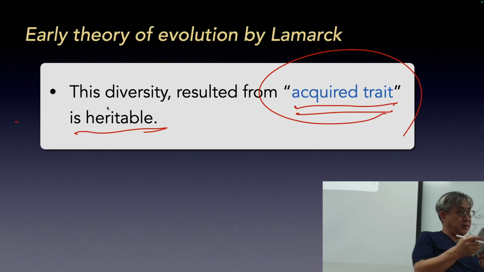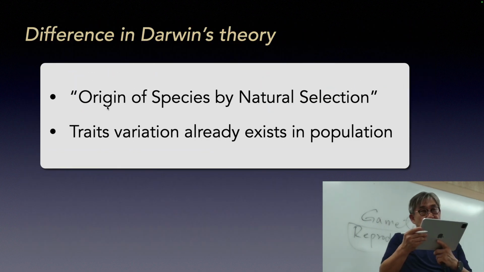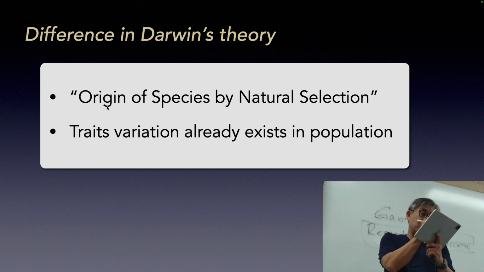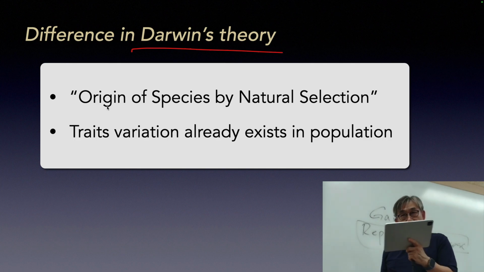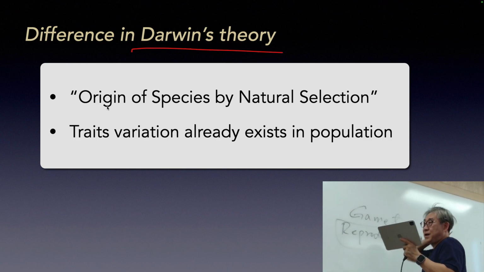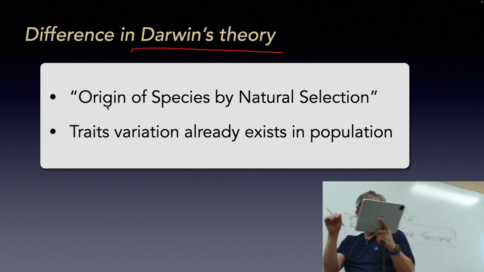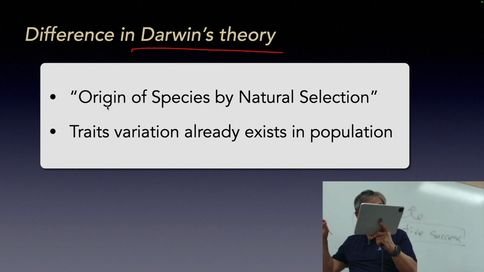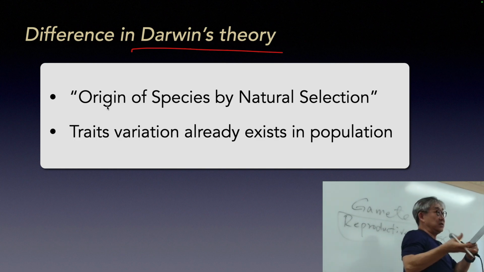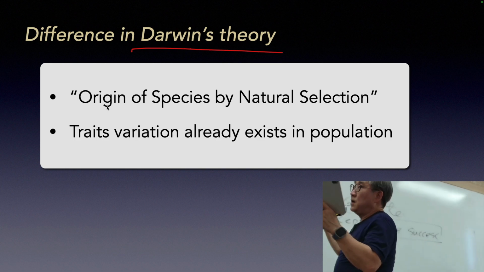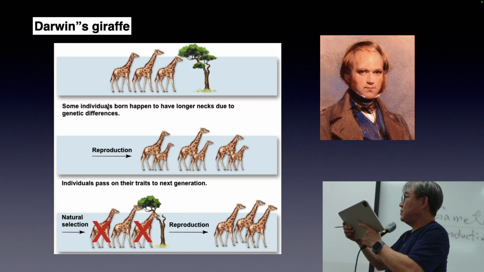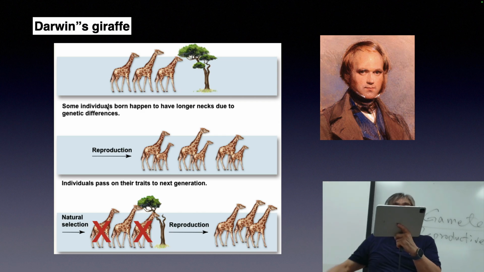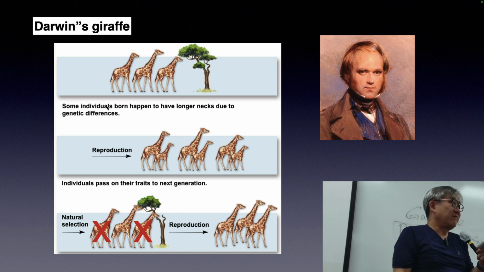Then there is another version offering an explanation of the giraffe's neck, by Charles Darwin, who we generally recognize as the one who correctly provided the theory of evolution through natural selection. This is the version that we teach in the classroom. So let's try to compare and contrast. This is an illustration of Darwin's version of evolution.